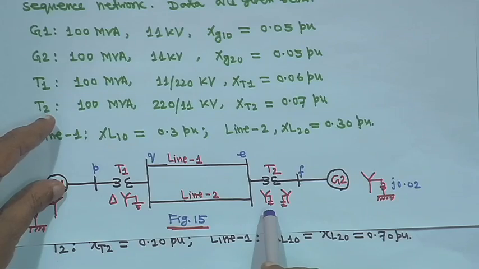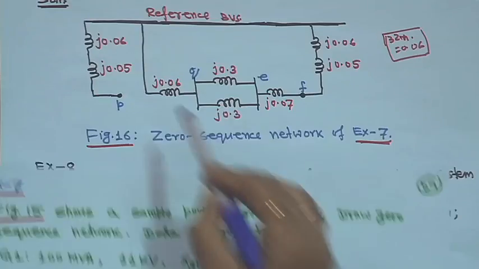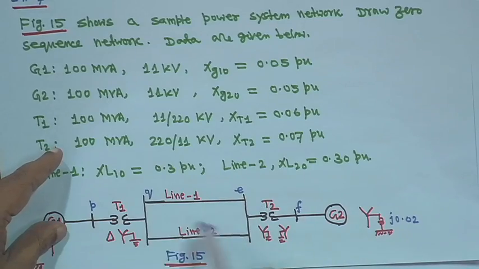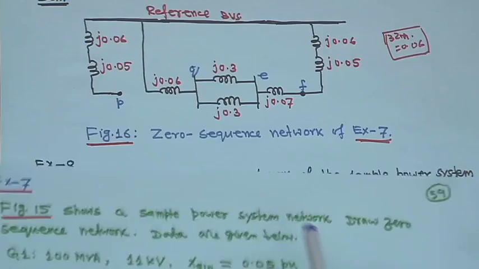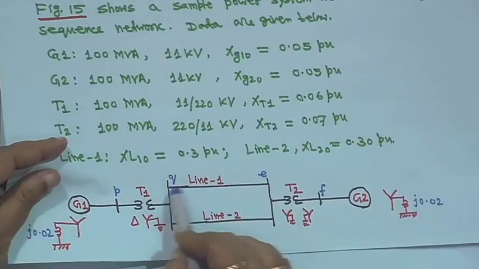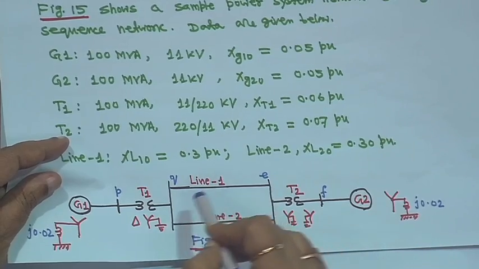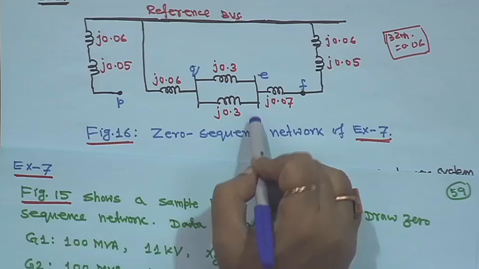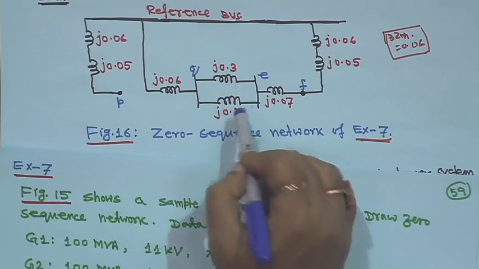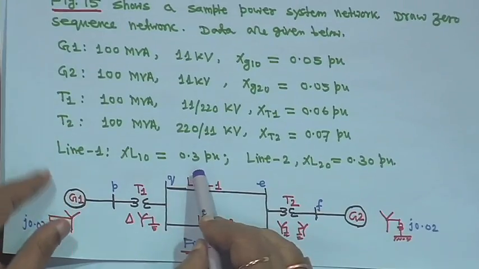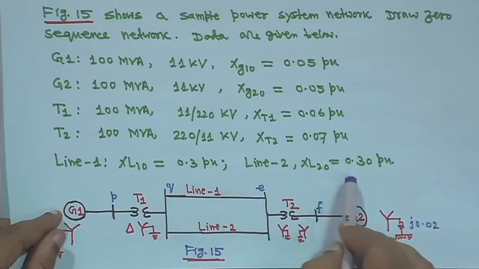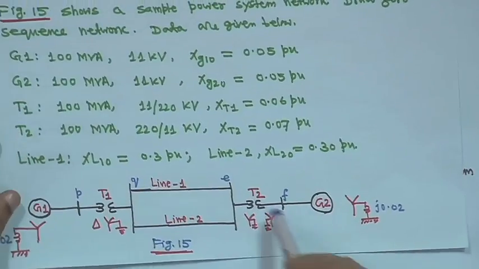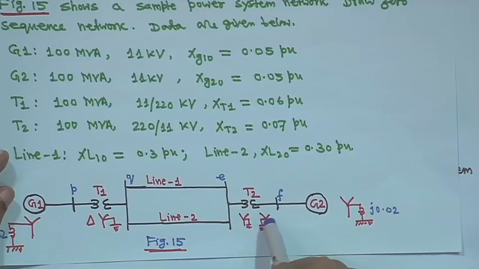zero sequence current will flow, which is why it is connected here. After this, a double circuit line is there, so you draw two parallel circuits. Line 1 is between Q and E, and in between there are two parallel lines. This is j0.03, j0.03, both equal, since both lines are given as 0.3. Next is transformer T2, which is star star.